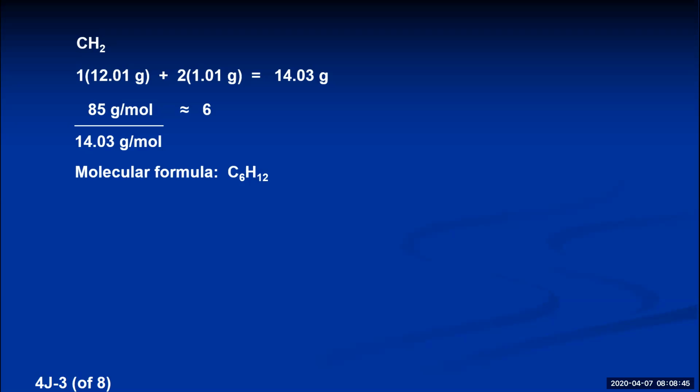Problem number 2: a compound containing only carbon, hydrogen, and nitrogen is combusted, and if 9.96 grams of the compound are combusted, it yields 16.01 grams of carbon dioxide and 4.37 grams of water. If the molar mass of the compound is 160 plus or minus 10 grams per mole, determine its empirical and molecular formulas.